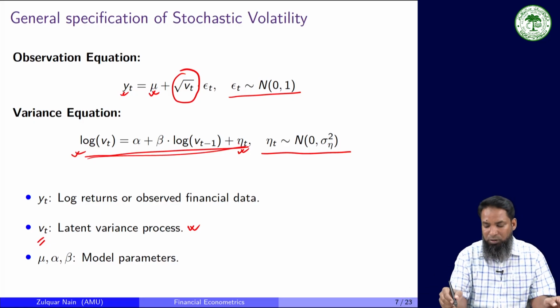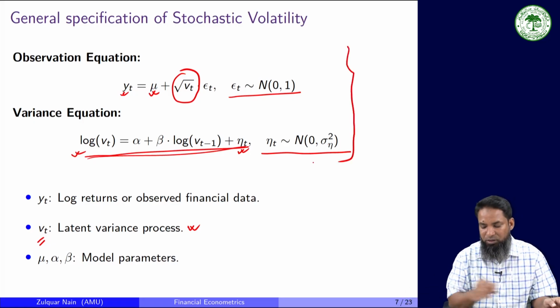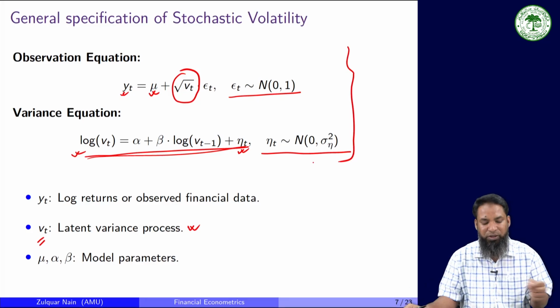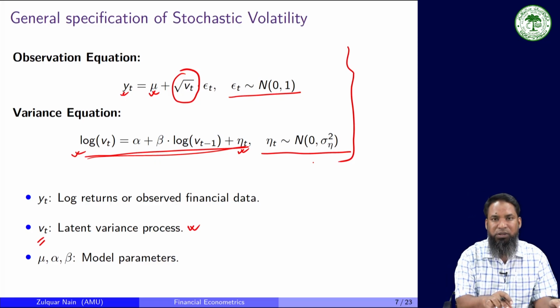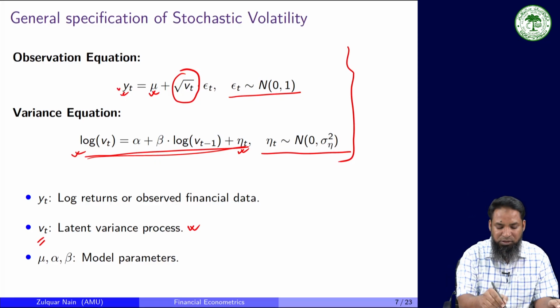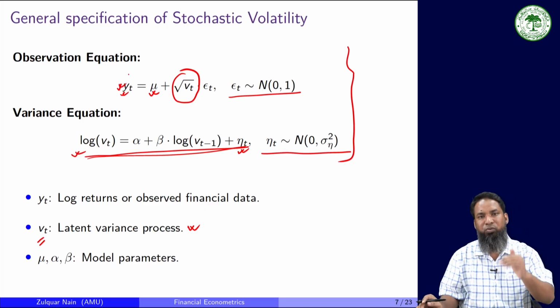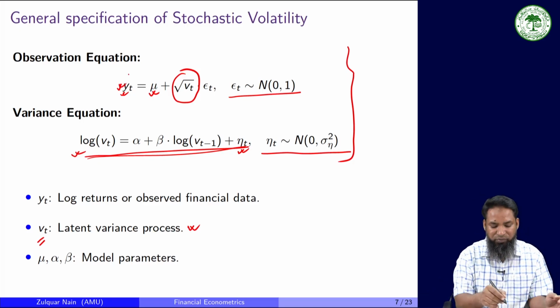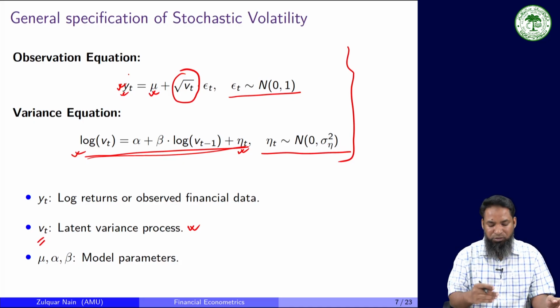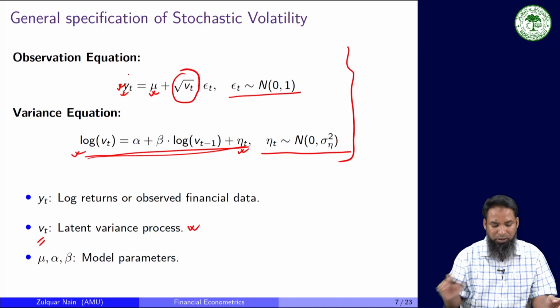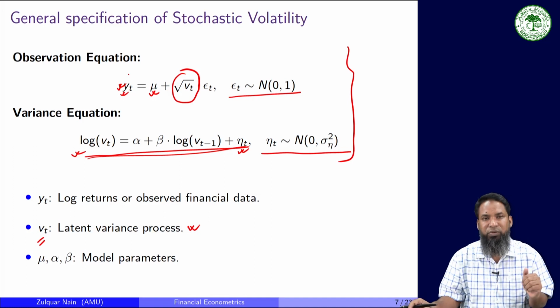and this whole thing is the representation of the stochastic volatility model, where we are modeling simultaneously the mean equation as well as the variance equation. Why do we call it the observation equation? Because this will be observed and this is what we are going to model. However, here V t is a latent process, we are not able to observe it directly, so that's why the variance equation will be like this.